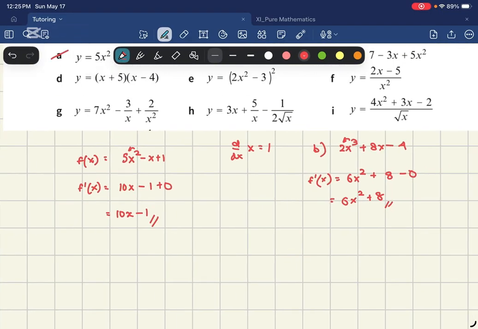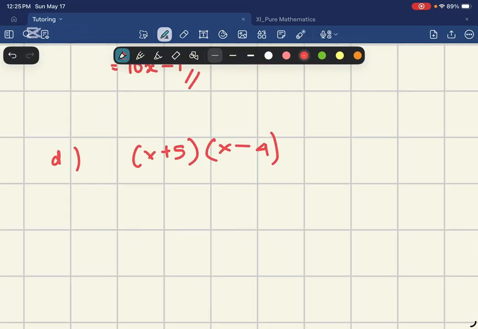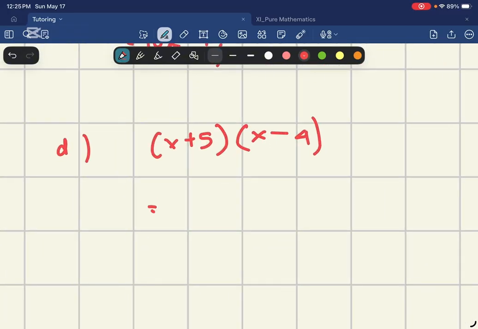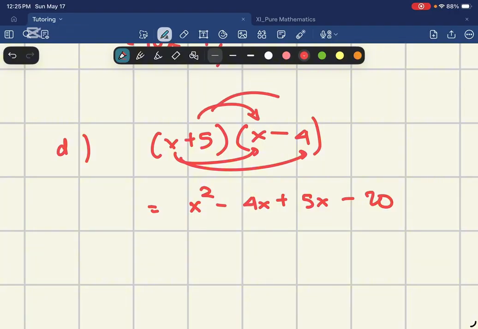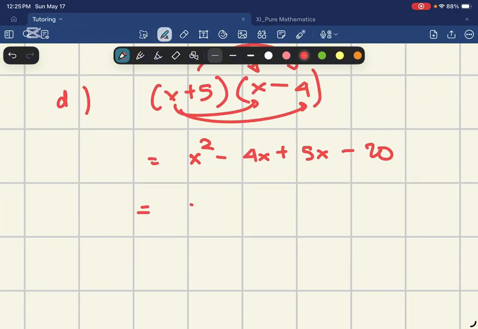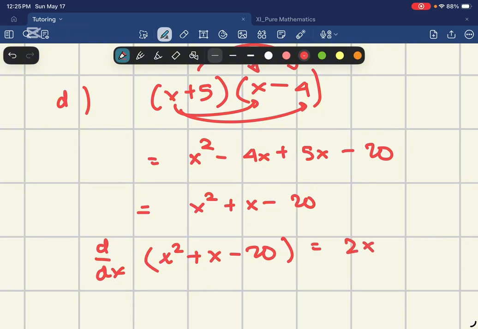All right. For D, we have x plus 5, x minus 4. We don't know how to, you could use the product rule, but that unnecessarily complicates things. So you just multiply things out. You have x squared minus 4x plus 5x minus 20, right? If you expand the brackets out, you multiply these two together, and then you multiply these two together. So you get x squared plus x minus 20, and then when you take the derivative, you get 2x plus 1.